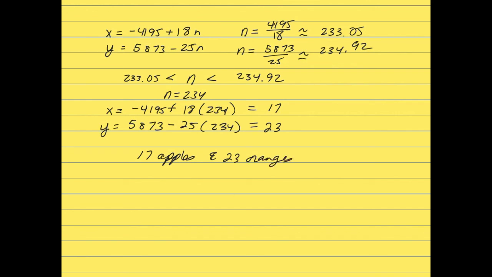And you should also verify to make sure that costs $8.39. So 17 times 25 plus 23 times 18, and that does in fact come out to be 839 pennies, or $8.39. So we've got the correct solution here.